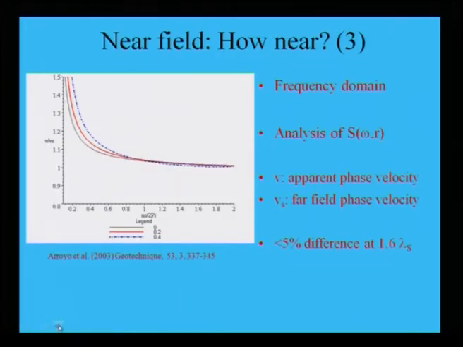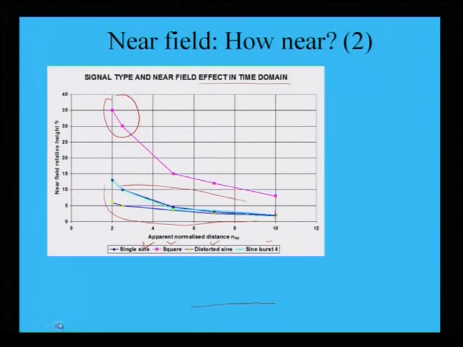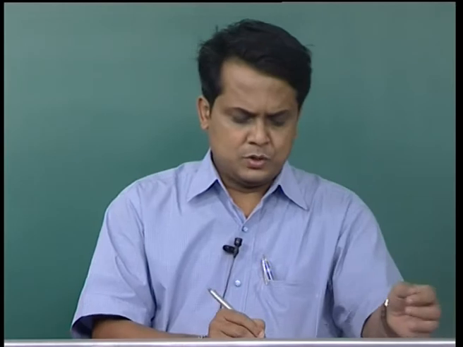Then near field part 3, this is the third one. I am asking this question: how near? The first one is how near it is, that means in the time domain, how you will get it, near field as a bump. Then the second part is in the near field, how near depends upon the signal type and near field, it affects the time domain.